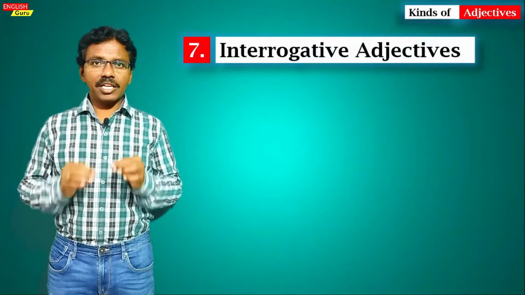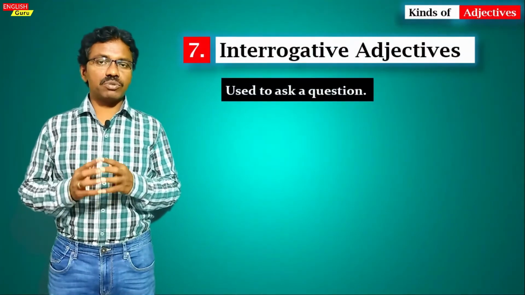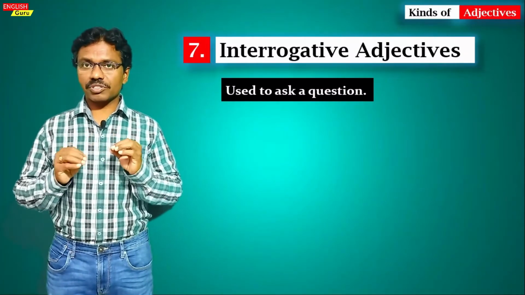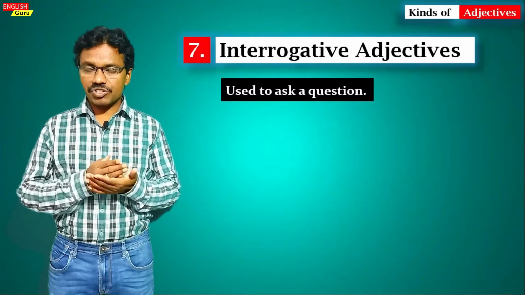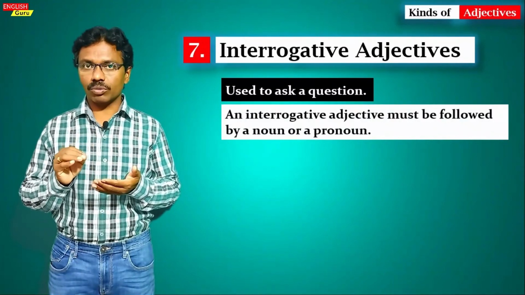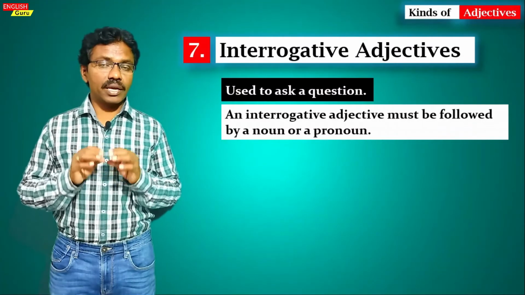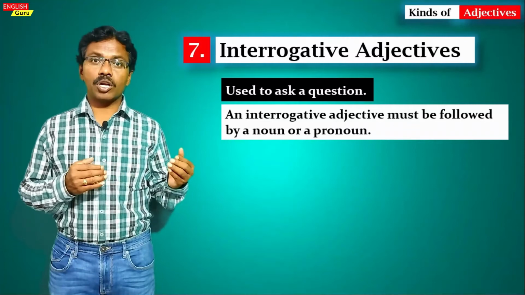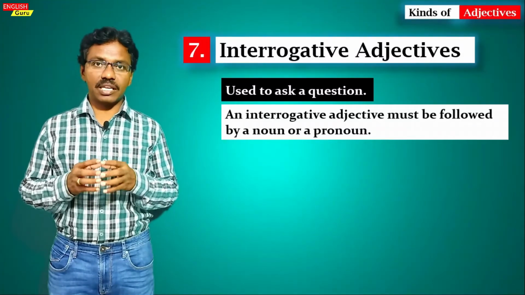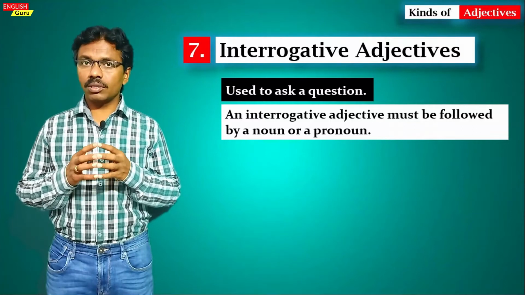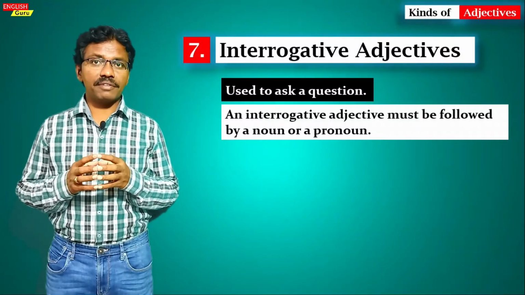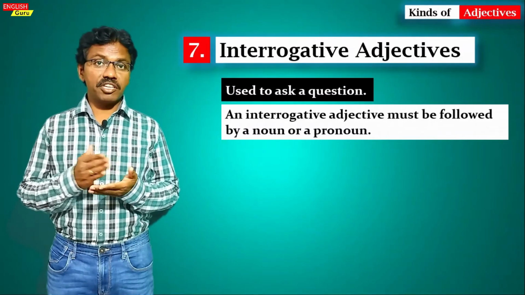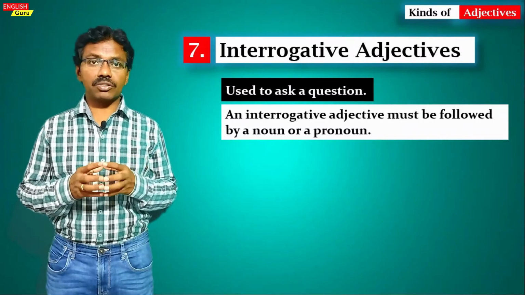The seventh one is interrogative adjectives. Interrogative adjectives are used to ask questions. An interrogative adjective should be followed by a noun, and only then is it called an interrogative adjective; otherwise it is called an interrogative pronoun. That is where we have to be very careful. You can watch the video on kinds of pronouns also. I have given the link in the description below, and you can understand the difference between an interrogative adjective and an interrogative pronoun.